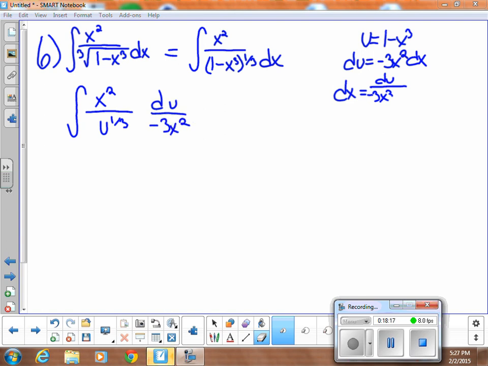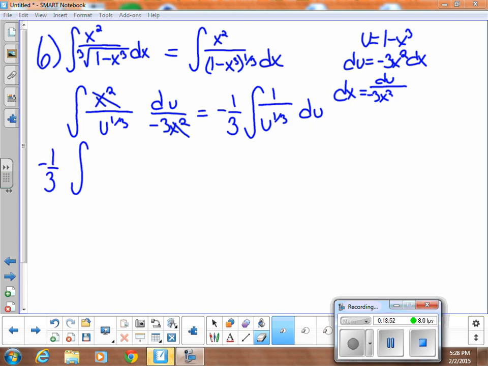At this point, your other variable of your x's should cancel. You don't have to redo that. So the x squares cancel, so now I can rewrite the integration as negative 1/3, the integration of 1 over u to the 1/3 du. So again, all I did was factor out the coefficient. Again, some of you like to do that step, some of you don't. So it's up to you where you like to place that negative 1/3. Now I can bring up the u to the 1/3, which becomes u to the negative 1/3 du.